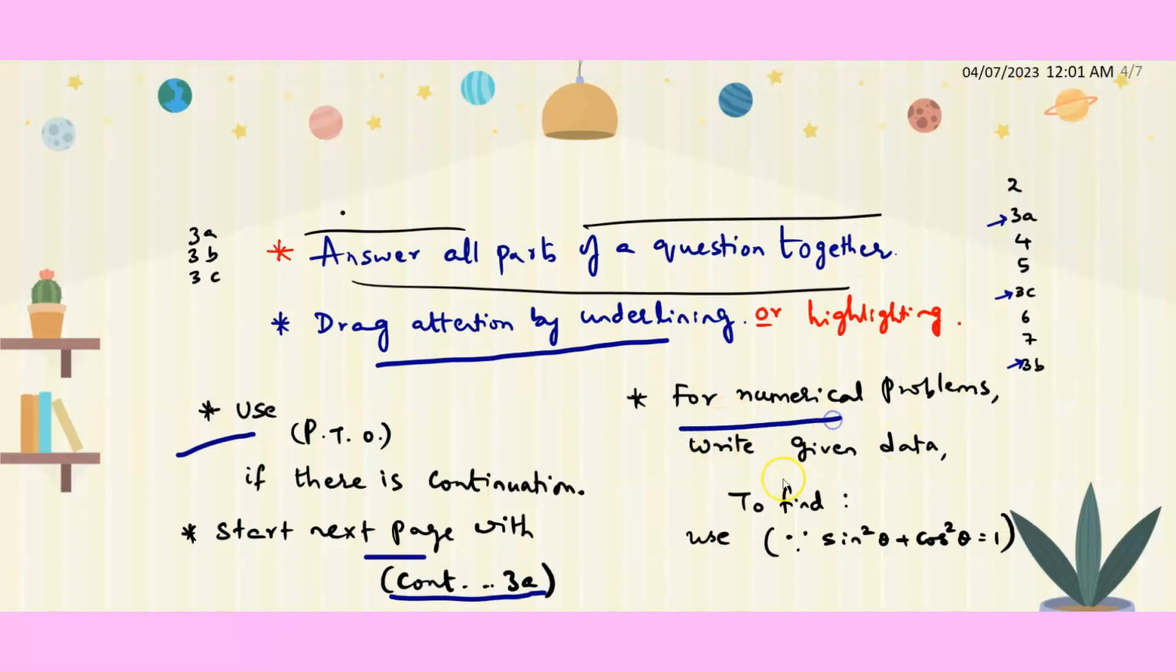So for numerical questions, you have to definitely write the given data. Some given data is there, then they are asking to find this one. Before even finding out that one, you can also write "we know that something". Okay, so we know that this can be found out using this formula.